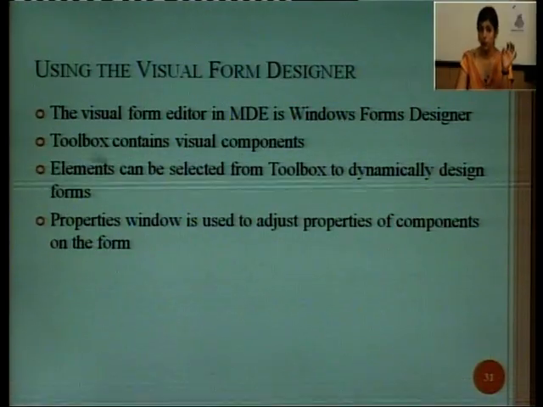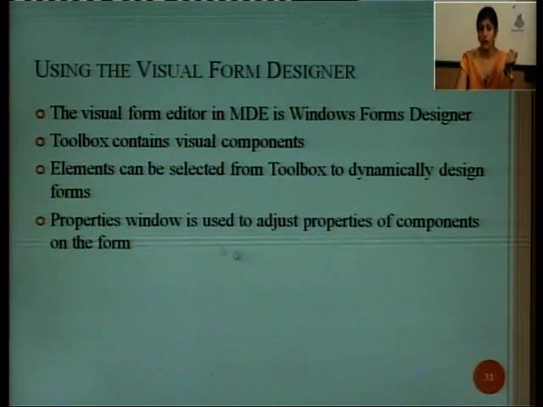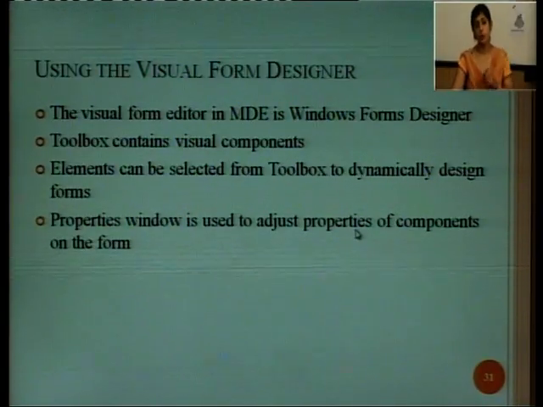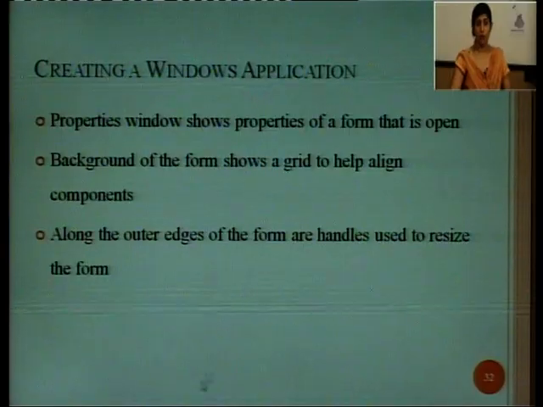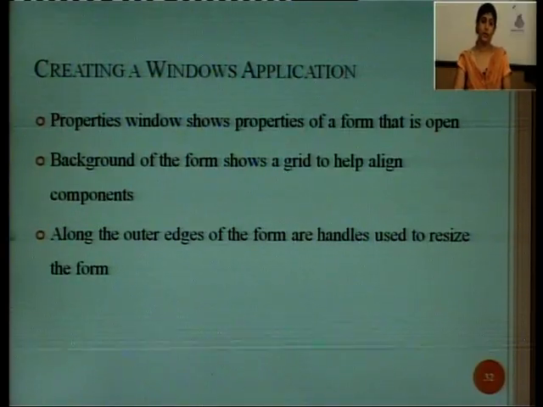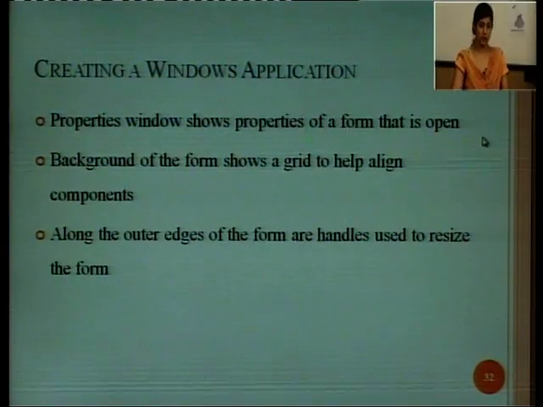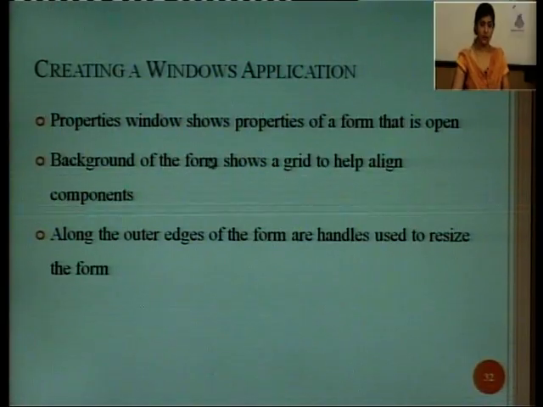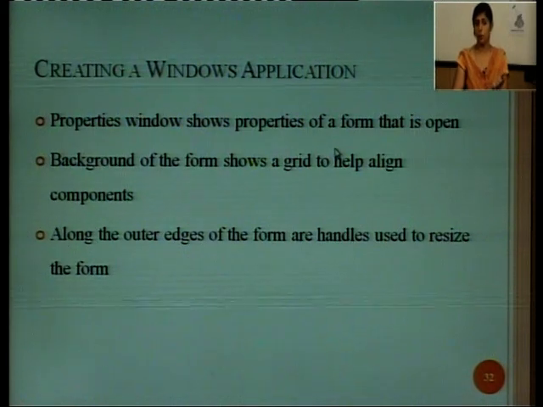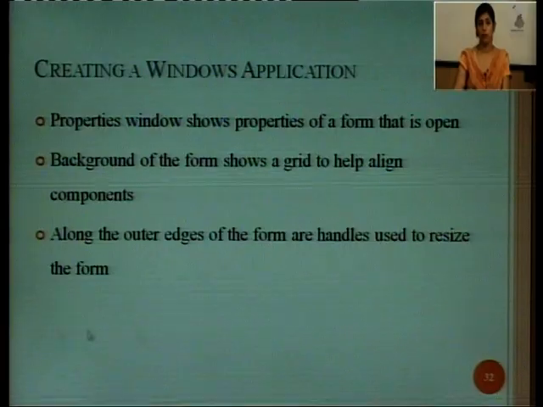Clear? The toolbox is used to create any tools on the form, and the Properties window is there to adjust the properties of the form. Now, the Properties window shows properties of a form that is open only. Note down this concept. Which type of Properties window is open? Means for a form that is open, only the properties of that form will be activated at that time.